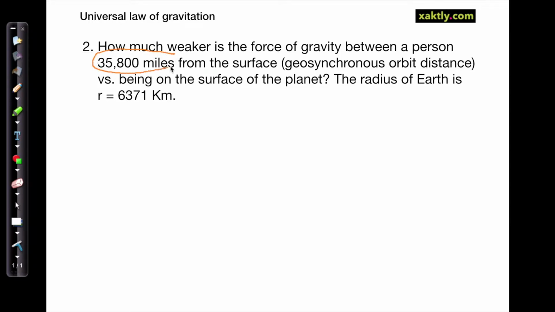Now that distance is 35,800 miles. That's where all the geosynchronous satellites are. And I'm just going to convert that to kilometers because we need to be working in the metric system. 1 mile is 1.609 kilometers or 1609 meters. So to convert to kilometers, we get, let's see, 57,602 kilometers.